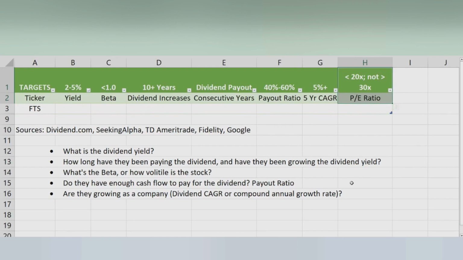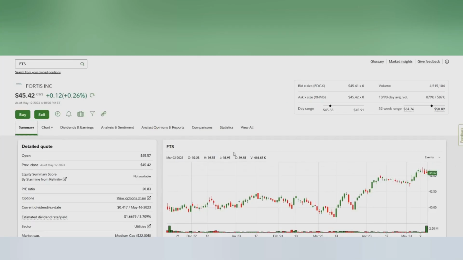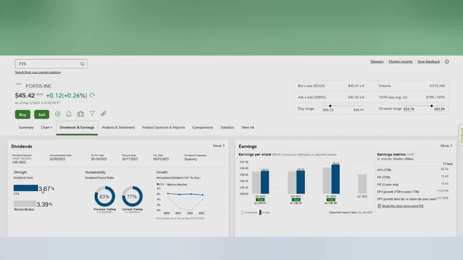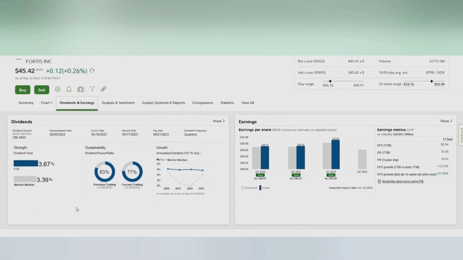So let's get started. If you're in Fidelity, you can go to this Dividends and Earnings tab, click on it, and immediately see the dividend yield right here, 3.67. You can also see other information about the dividend if you click on this little more area right here. But for now, this is where you would find the dividend yield, 3.67.